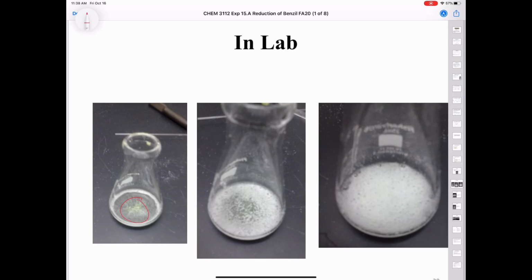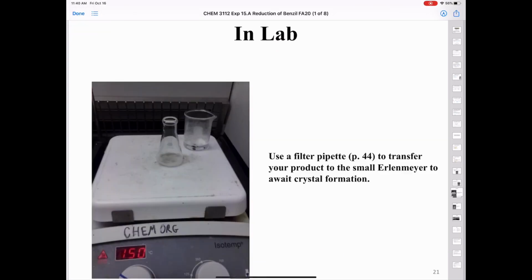These are some pictures of the sodium borohydride addition. You can see that there's some bubbles being formed. I know the pictures are a little bit fuzzy.